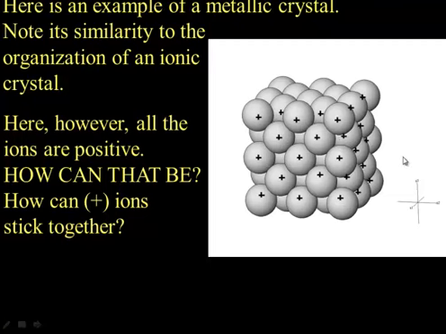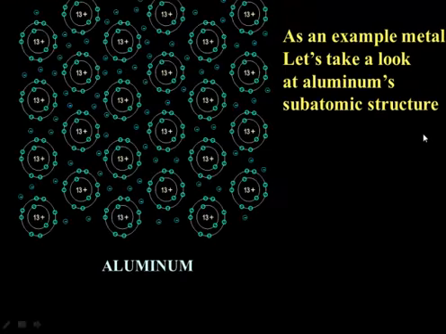So how could the metals stick together, and stick together very strongly? Anecdotal evidence is that, except for one metal, mercury, all the metals are solid at room temperature. But how could that be? Then we continue the discussion with the model for aluminum.